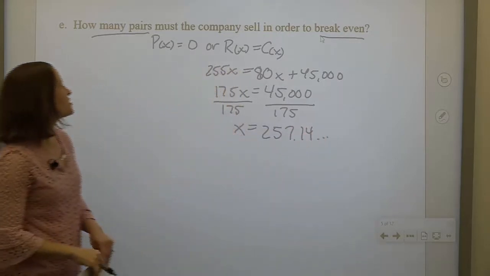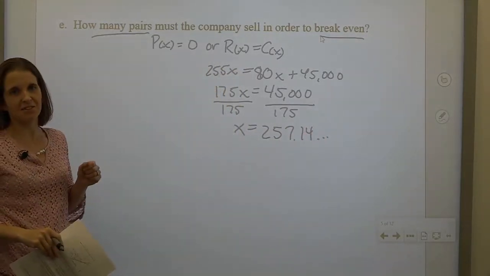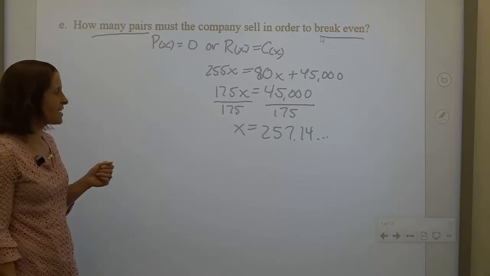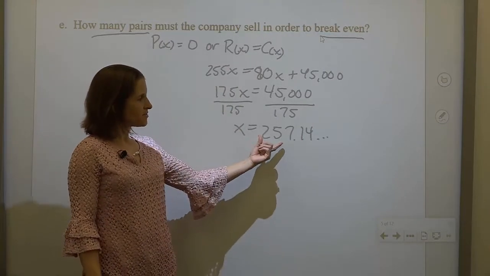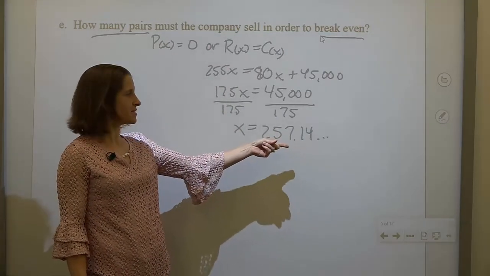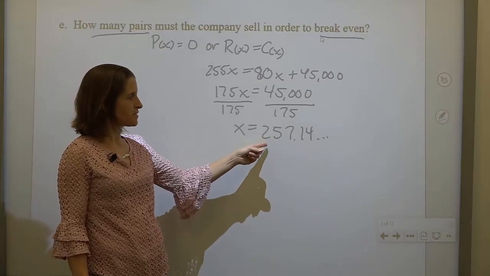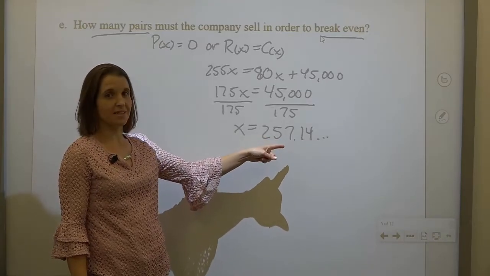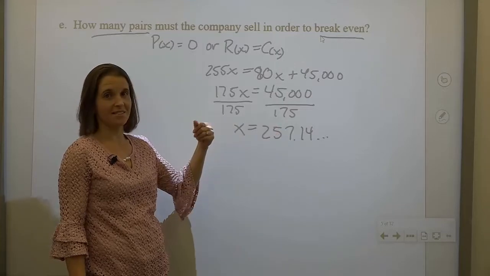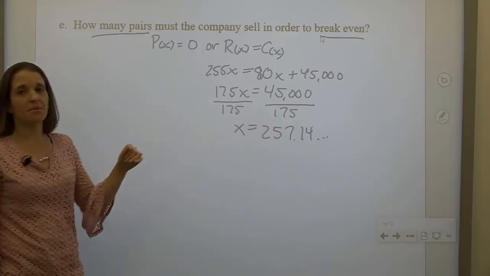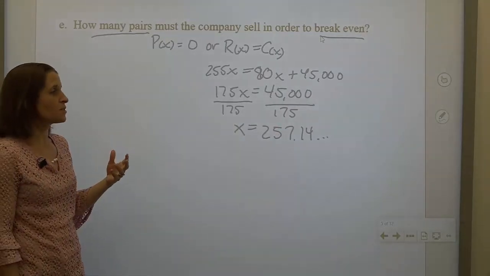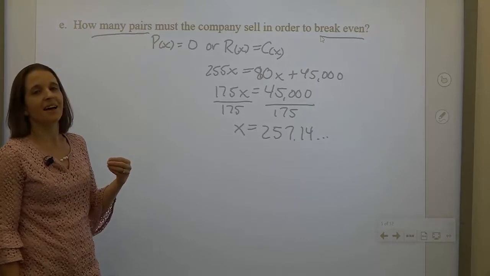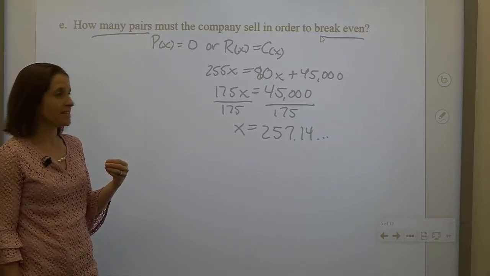Okay, but the question was how many pairs of skis do you need to sell? I don't think I can sell 257.14 pairs of skis. That's like 257 pairs of skis and just a binding, or what, right? So there are times when you've done the math right, but you have to think about the real world application as to what kind of answer makes sense.